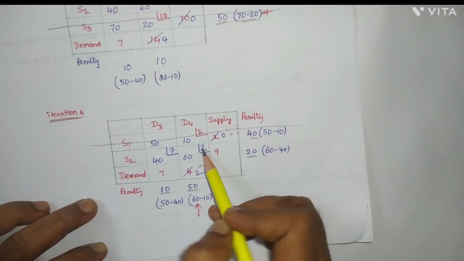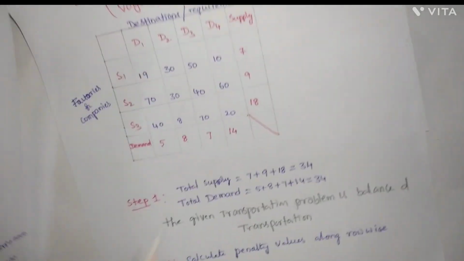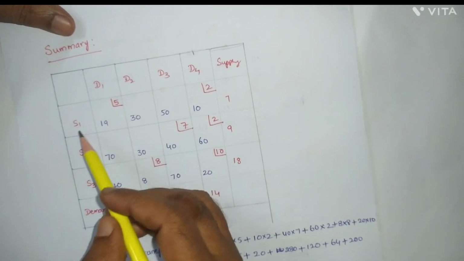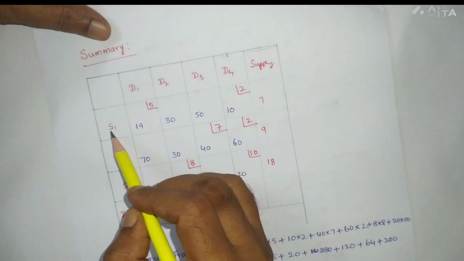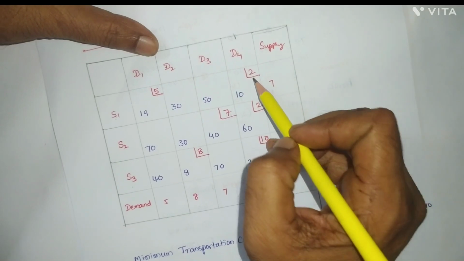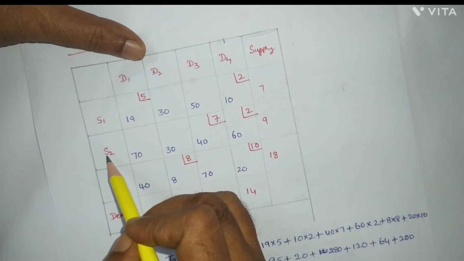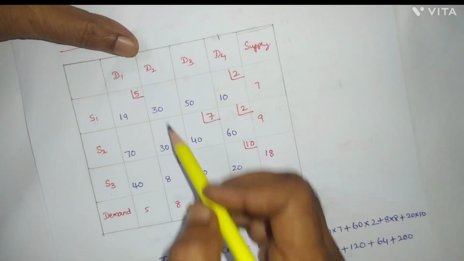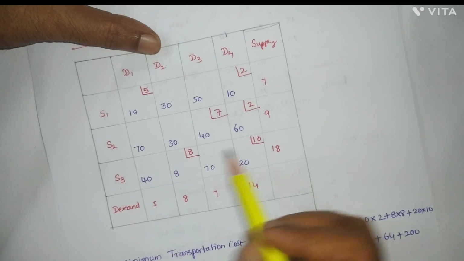So after allocation, we have to go for the result summary. S1, S2, S3, D1, D2, D3, D4. So S1, D1, 5 units are allocated. S1, D4, 2 units are allocated. S2, D3, 7 units are allocated. S2, D4, 2 units are allocated. S3, D2, 8 units are allocated. S3, D4, 10 units are allocated.